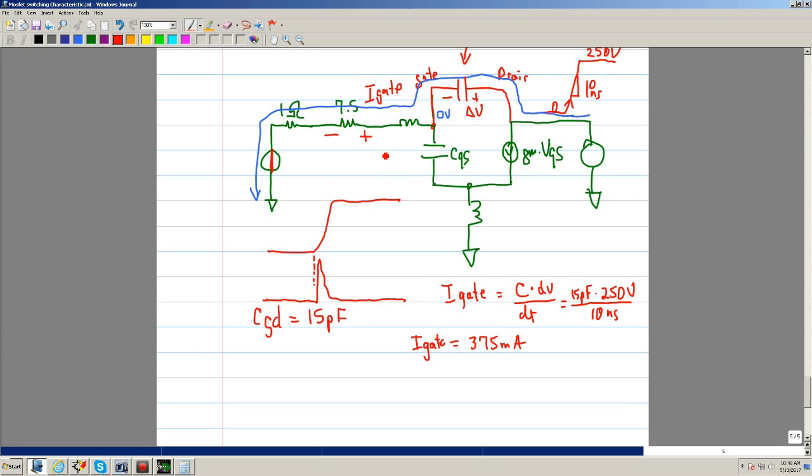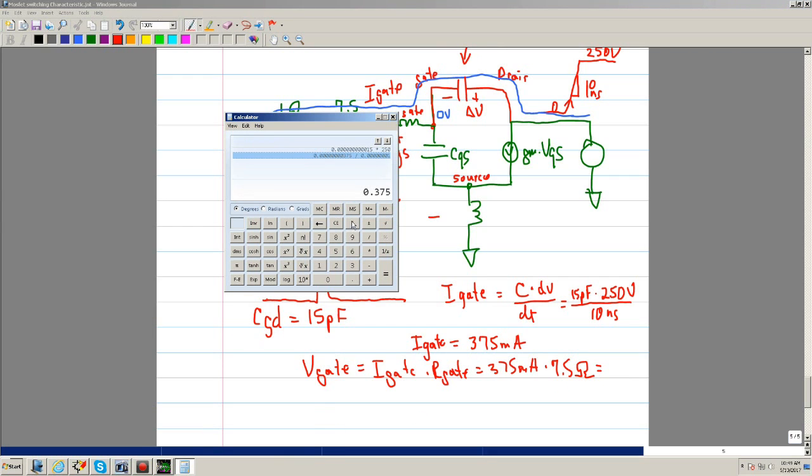So knowing that, then you should be able to calculate the voltage between your gate and source. V gate is going to be the voltage drop across your gate resistor. So it's I gate times your R gate, 375 milliamps times 7.5 ohms. Let's see what we get. 0.375 times 7.5, about 2.8 volts.